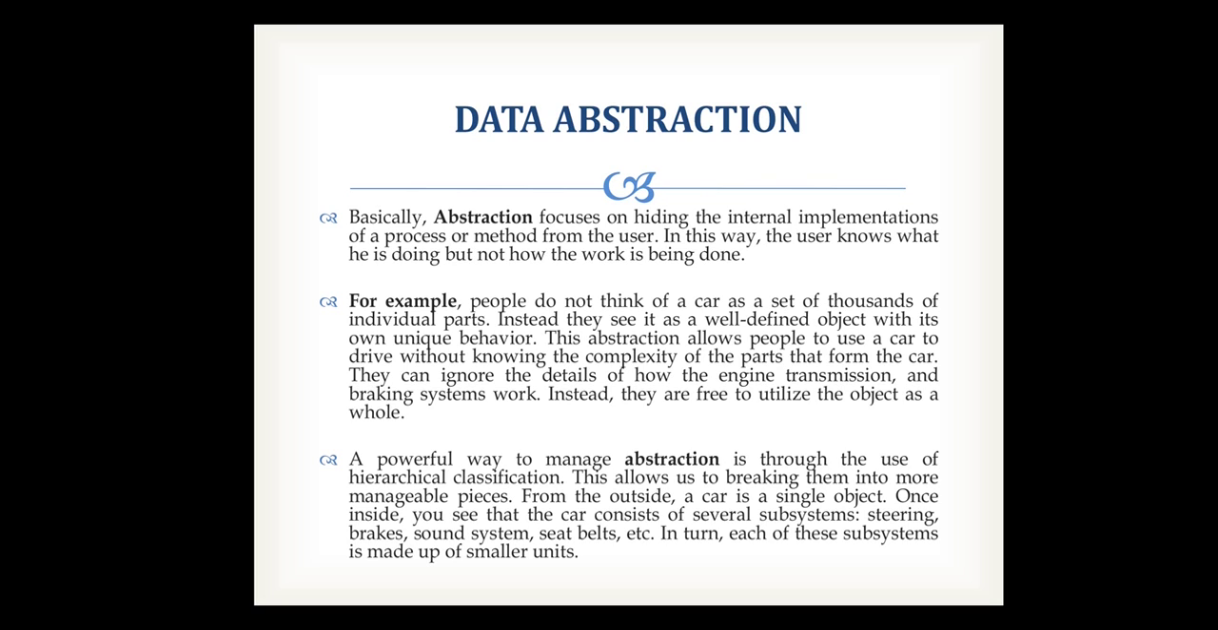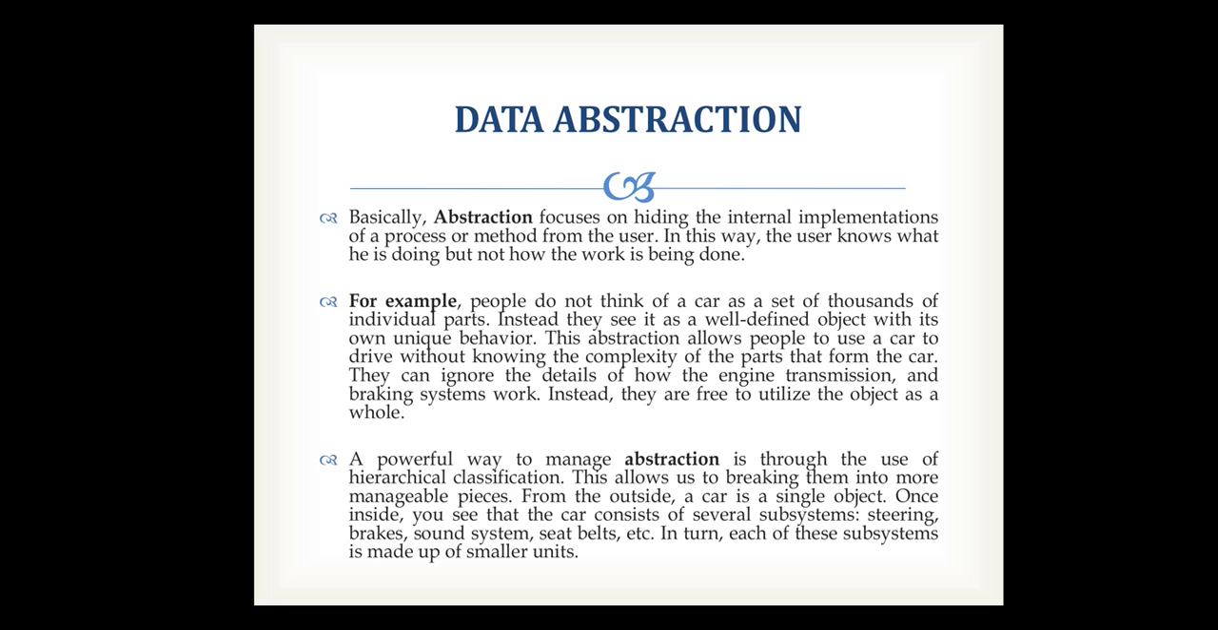For example, see this example: people do not think of a car as a set of thousands of individual parts. Instead they see it as a well-defined object with its own unique behavior. This abstraction allows people to use a car to drive without knowing the complexity of the parts of the car.